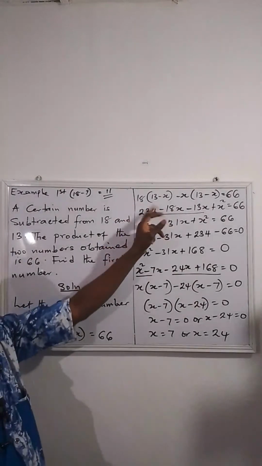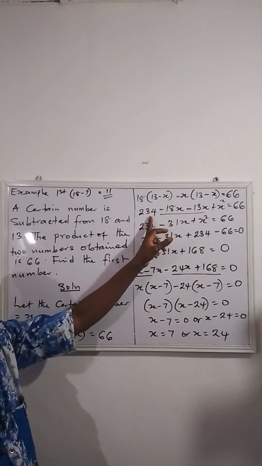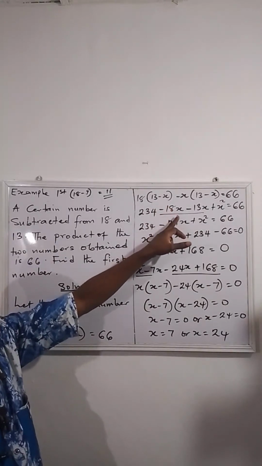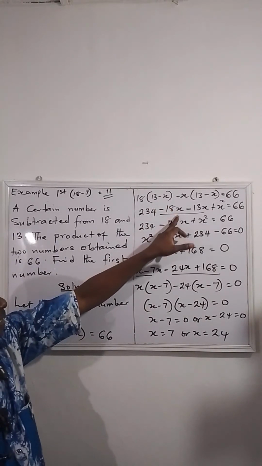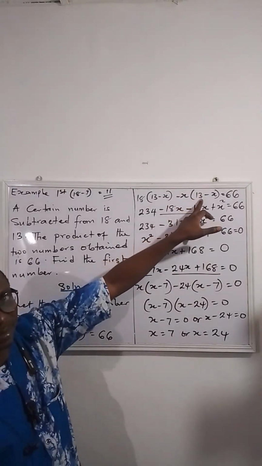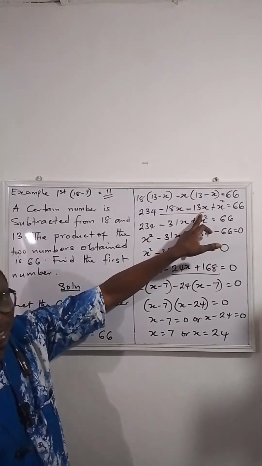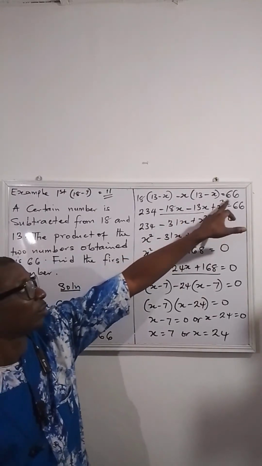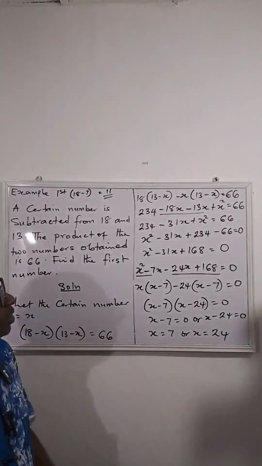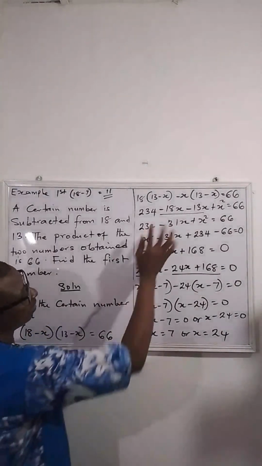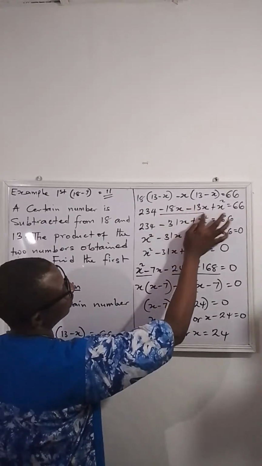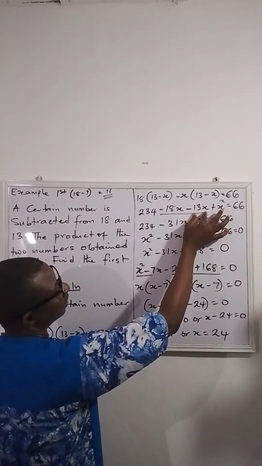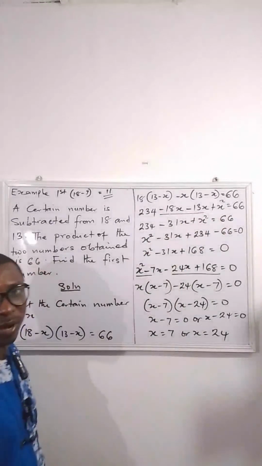So you open the bracket. 18 times 13 is 234. 18 times minus x, we have minus 18x. Okay, so we have minus x times 13, you have minus 13x, and minus x times minus x, you have plus x squared. So equals 66. All right, so we observe now that these are the same term, they are like terms, so you join them together. Minus 18x minus 13x gives you minus 31x.